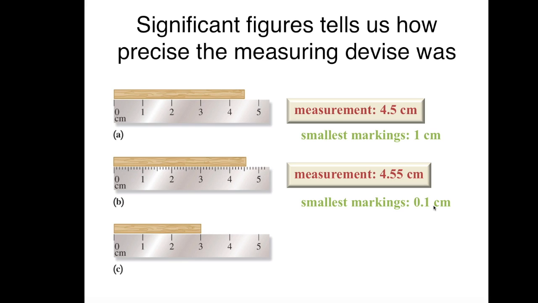You see, the more significant figures you have, the more decimal places you have, the more precise the ruler you are using. So it's very important to know how many significant figures to record in your measurement.